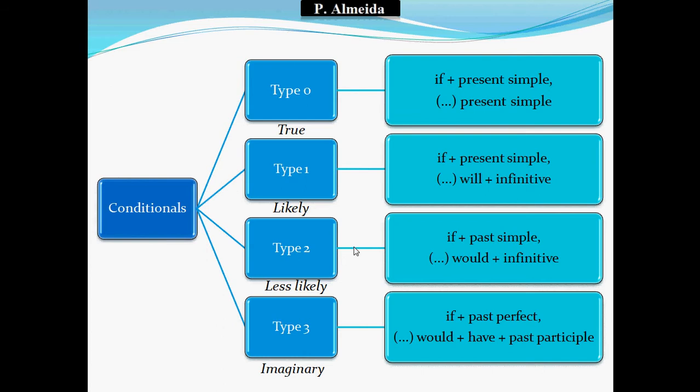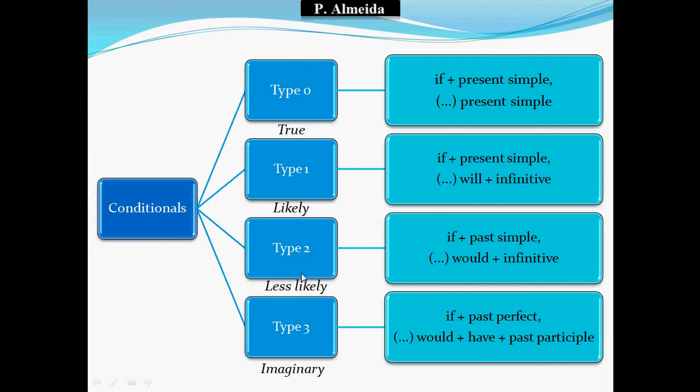Okay, so here we go. Conditionals. As I told you, I have the type 0, 1, 2, and 3. Type 0 are true conditionals, so the result is a true result. Okay. Type 1 is kind of an imaginary or likely one, like we are going to do something. I'll tell you more about it in a second.